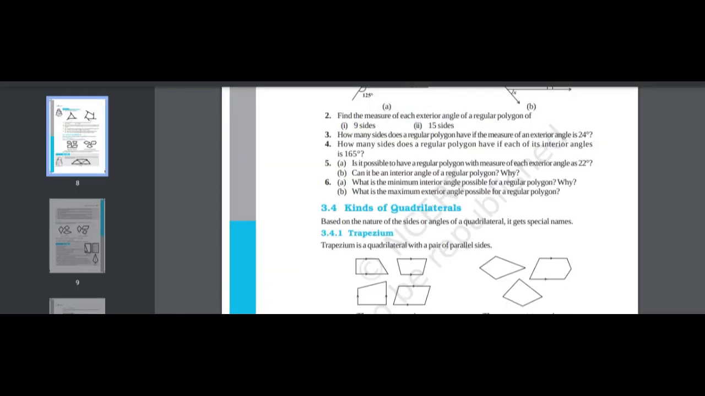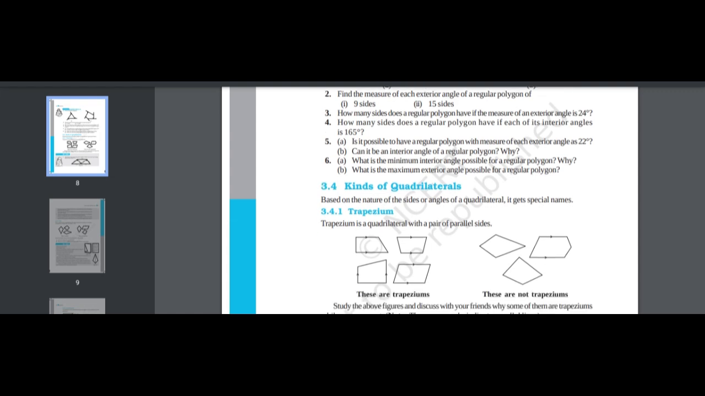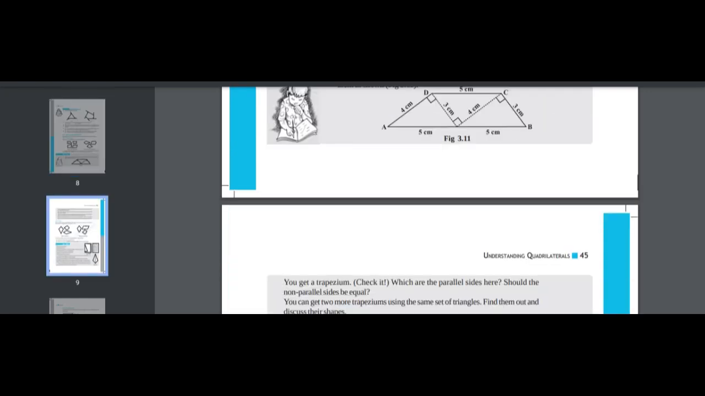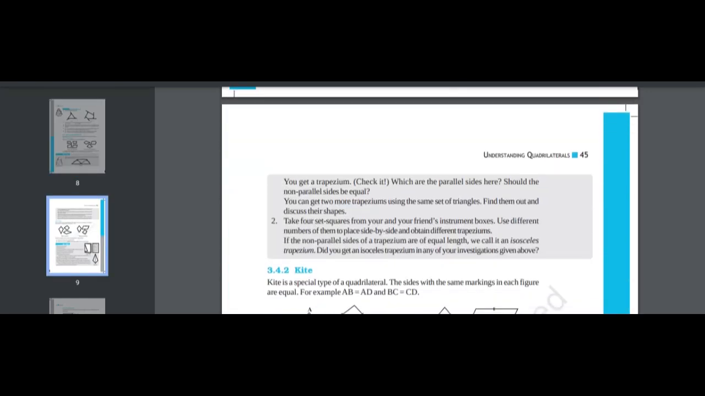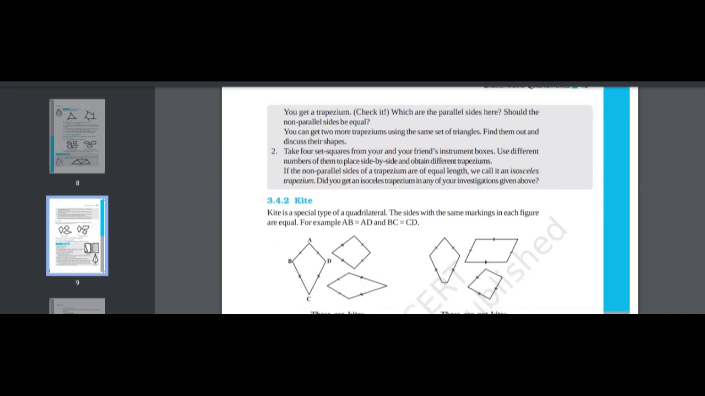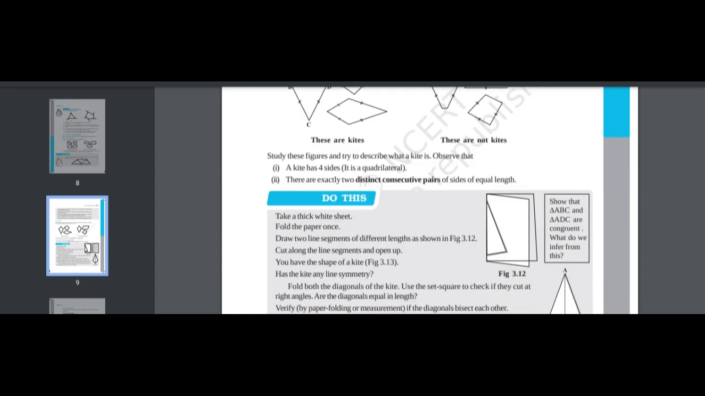Now you just have to look at the book. These are the shapes of trapezium. Each shape shows a trapezium, and those on the right side are not trapeziums. The next topic is kite. This is how a kite looks. We have two signs, single line and double line. Single lines are equal to each other, and double lines are equal to each other.